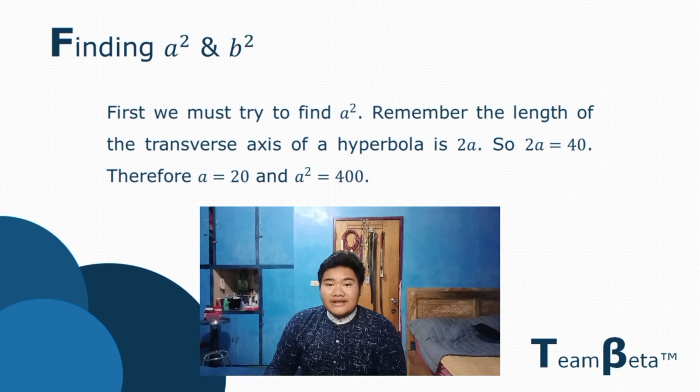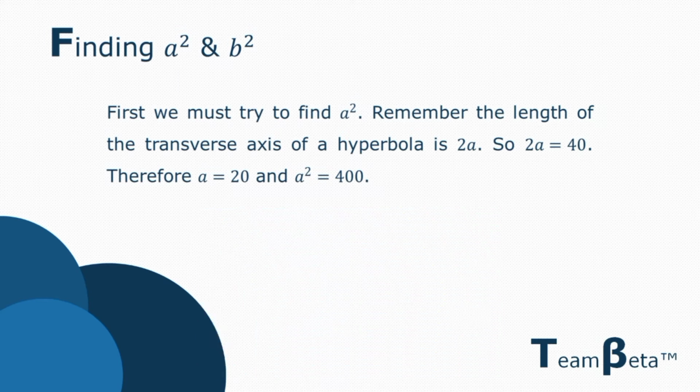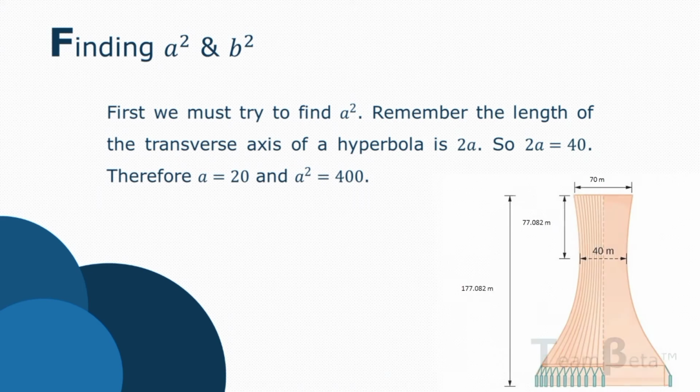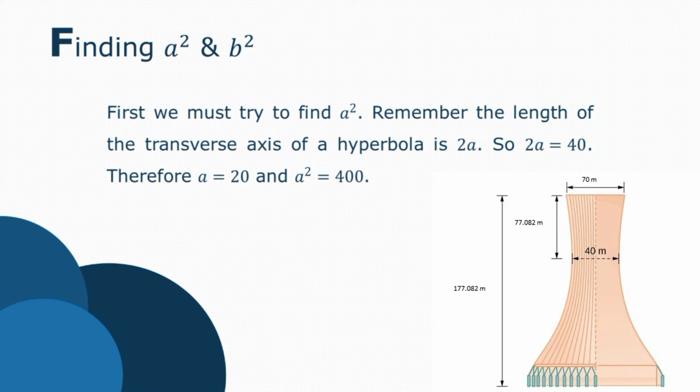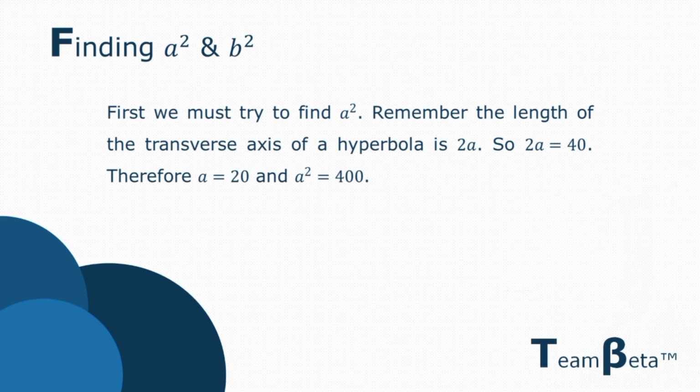First, we must try to find a squared. Remember that the length of the transverse axis of a hyperbola is 2a. So, 2a is equal to 40. Therefore, a is equal to 20. Divide both sides by 2. And if you square 20, it will become 400. So a squared is equal to 400.